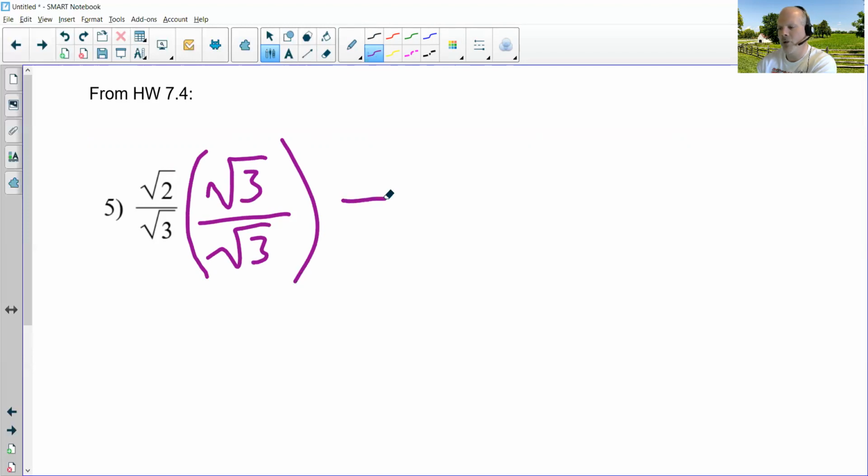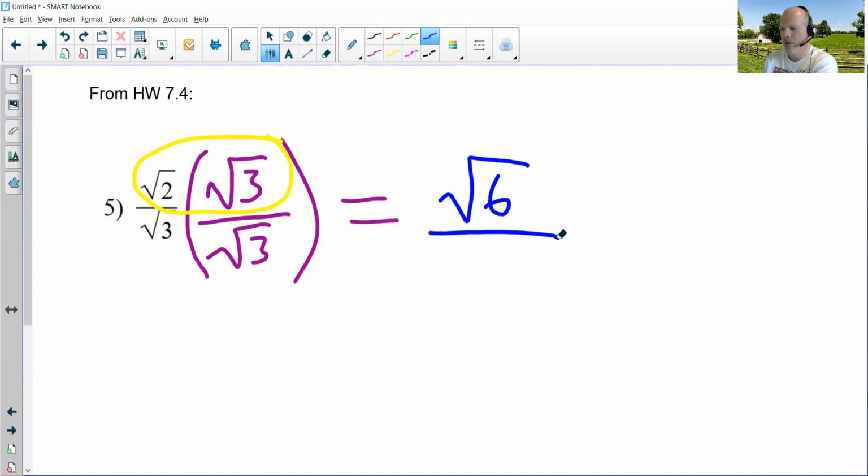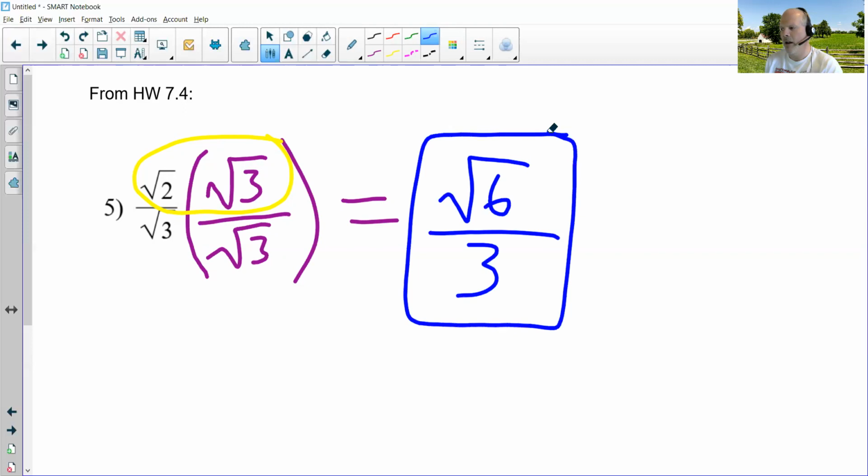If I multiply straight across on this, square root of 2 times square root of 3 will give me square root of 6 over square root of 3 times 3. Square root of 3 times square root of 3 is 3, and that's my answer. That cannot be simplified because there's no perfect square that divides into 6.